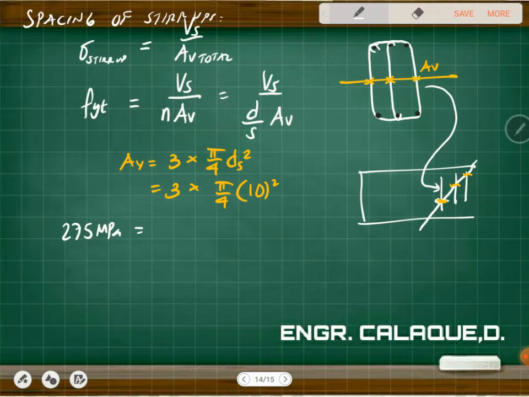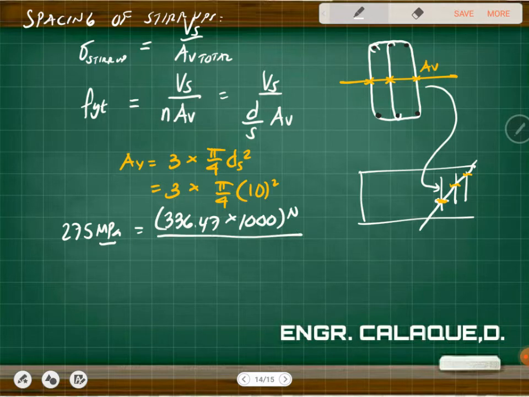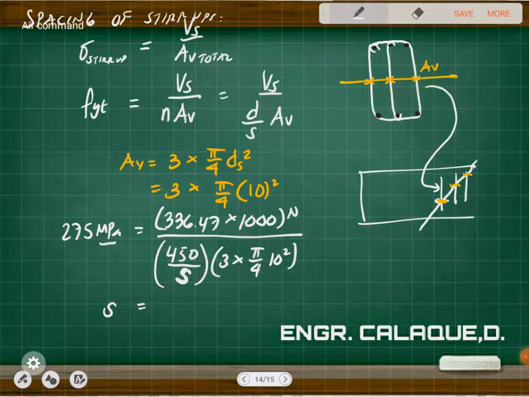And then yung VS natin, na-compute natin yan, that is 336.47. So times ko ng 1,000 para maging Newton lahat to. Di ba? Kasi naka-megapascal ako yun. Expected dapat Newton ako lahat. Newton tsaka mm. And then yung effective depth natin, that is also given. We have 450. Ito yung tanong, yung spacing. Di ba? And then yung EV natin is meron tayong 3 times nung pi over 4 10 squared. So yung spacing natin, which is ito yung tinatanong, is masasolve na natin yan.